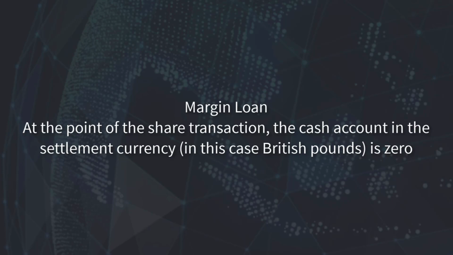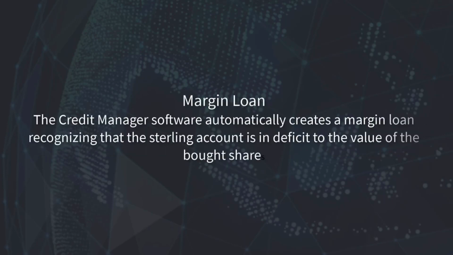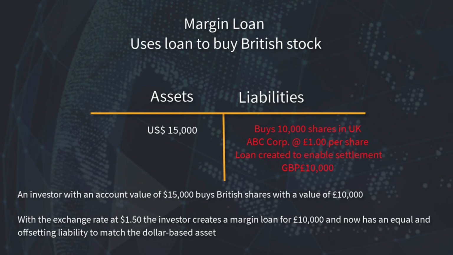Let's turn now to some iterations when a margin loan is used to fund the share purchase abroad. In practical terms, at the point of the share transaction, the cash account in the settlement currency, in this case British pounds, is zero. The credit manager software automatically creates a margin loan, recognizing that the sterling account is in deficit to the value of the bought shares. Margin loan. When the investor buys 10,000 shares, Credit Manager creates a £10,000 margin loan secured against the dollar collateral in the investor's account. No matter what happens, the investor has to repay that loan after the shares are sold. If the share price falls, there will be a shortfall. If the share price rises, there will be a surplus in the British pound account.